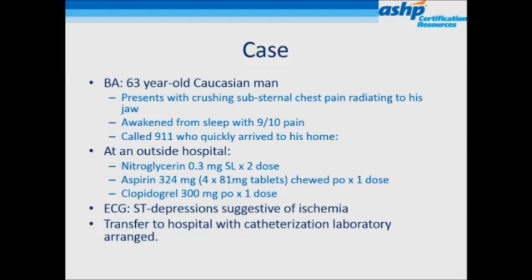Now at that local hospital, he has an ECG done which shows ST segment depressions, and based off of that, this particular local hospital does not have the capabilities to manage him with the early invasive strategy, and so he's transferred to a hospital that actually has catheterization capabilities. But before they transfer him, they give him some standard therapies like nitroglycerin sublingually for 2 doses. They give him aspirin, 324 milligrams, and they give him a loading dose of clopidogrel.